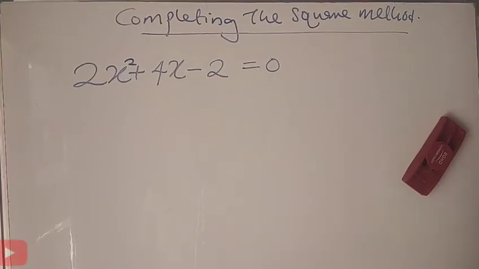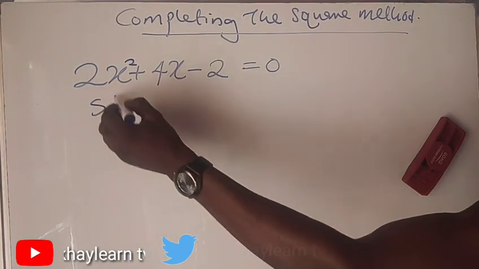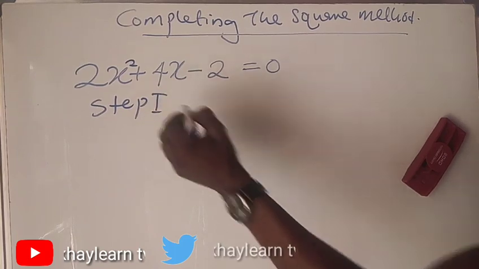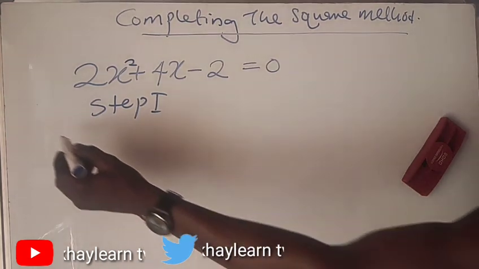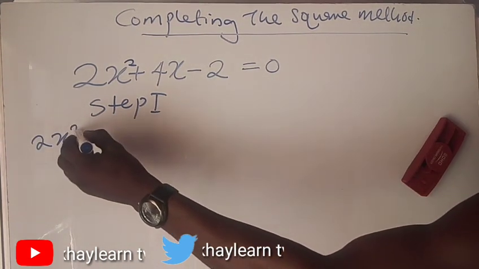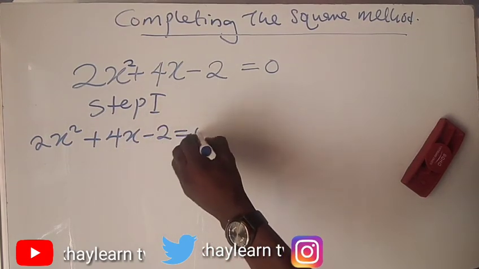Alright, this is also a quadratic equation, because the highest power is 2. And the coefficient of the term that has the highest power is just 2. So you are going to take the first step, which is step number 1. In step 1, you are going to divide the equation through by the coefficient of the term with the highest power of 2, which gives you 2x squared plus 4x minus 2 equals 0.